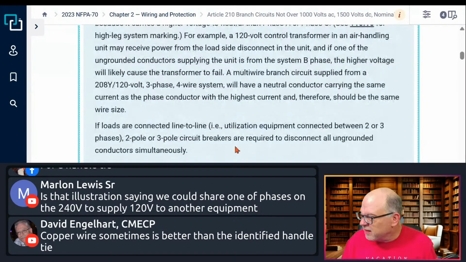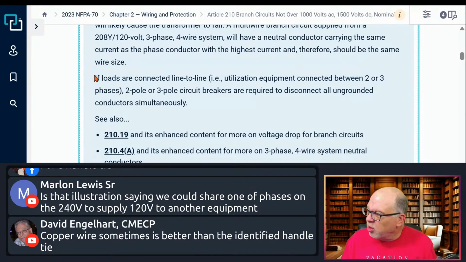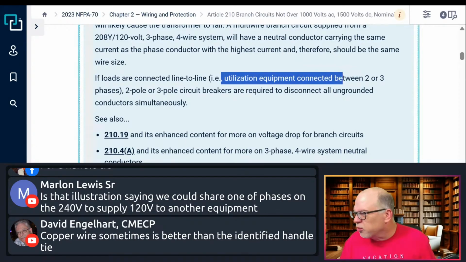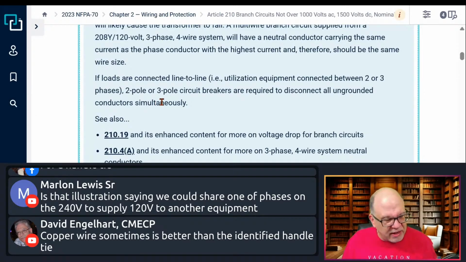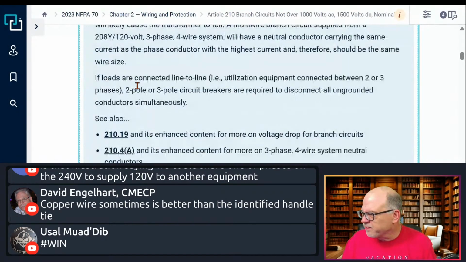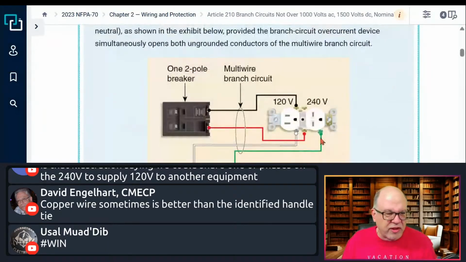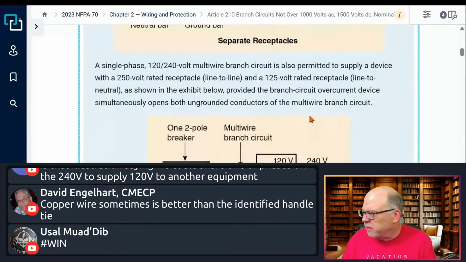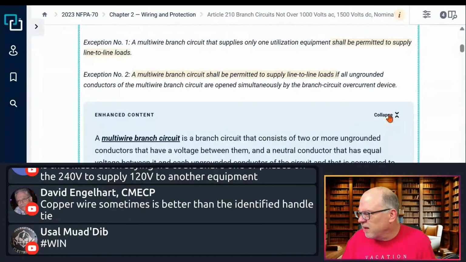And let's see here. Here's some examples. If loads are connected to line, the utilization equipment connected between two or three phases. Okay, don't like how they say that in there. Again, still could be one phase. It says 2-pole or 3-pole circuit breakers are required to disconnect all ungrounded conductors simultaneously. And of course, it reminds you to see these other rules that we've obviously been talking about, that type of thing. So I would say that just because you see a receptacle here doesn't mean this only applies to a receptacle, by the way.